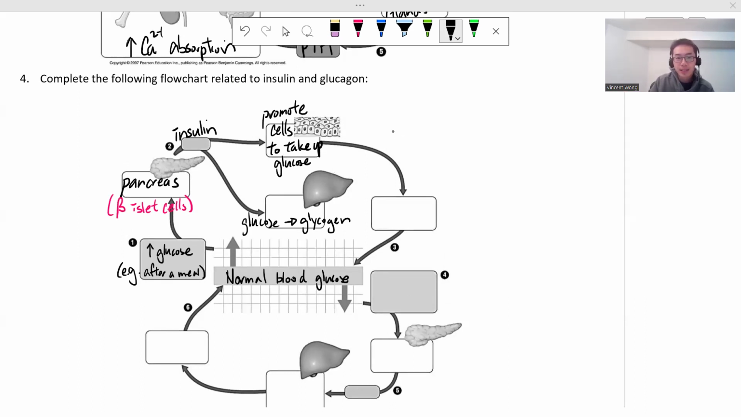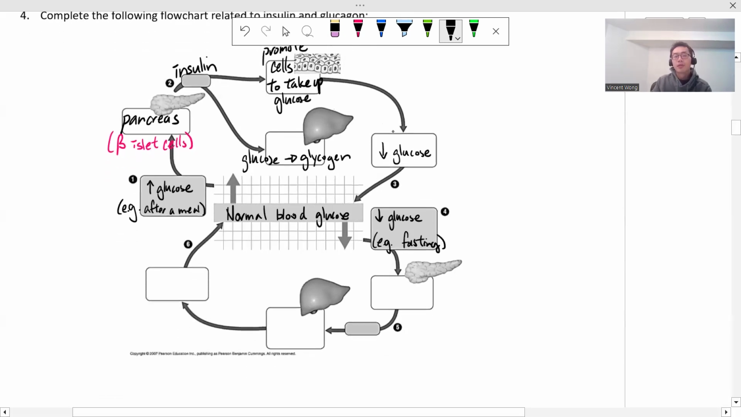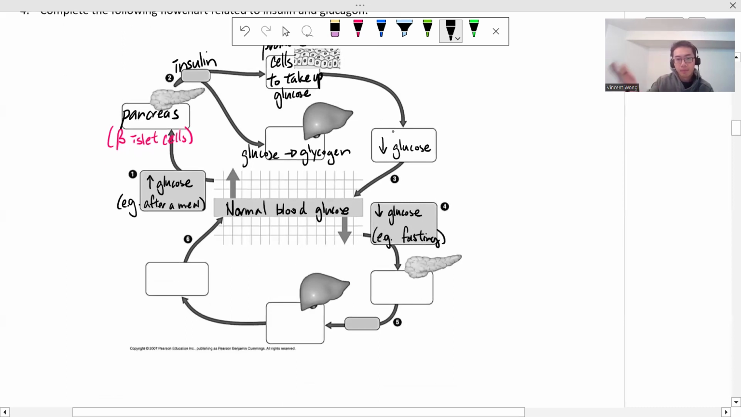And then together, these things are going to lower glucose, bring it back to the normal range. Okay. So the opposite can happen. You might have a drop in glucose. An example of that would be fasting. So fasting lowers your blood glucose level, and that's going to be detected also by the pancreas.